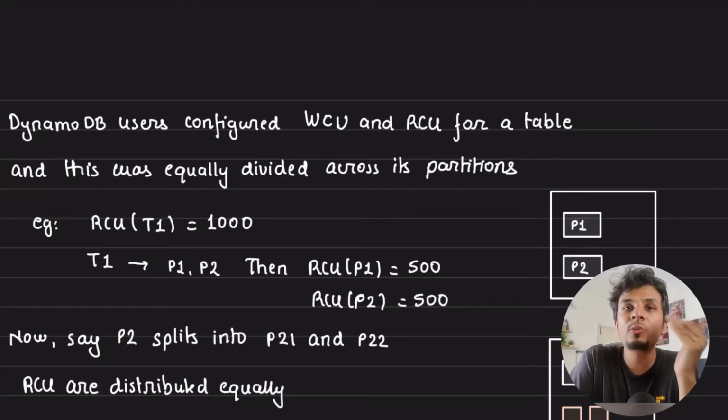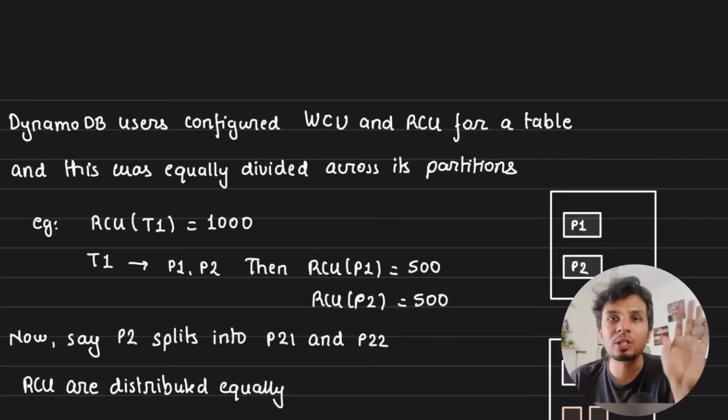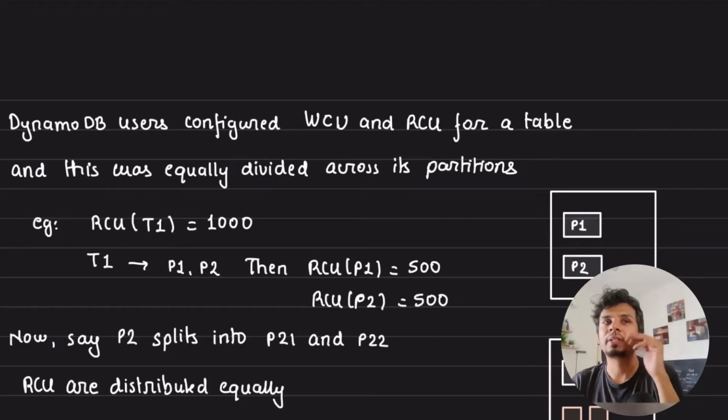DynamoDB is partitioning it. DynamoDB is splitting it into 5 partitions, 10 partitions, 50 partitions, 1000 partitions. You don't care. As a customer, you don't care. You say, hey, this is the table. This is the limit that I want to work with, right? Which is what you would do.